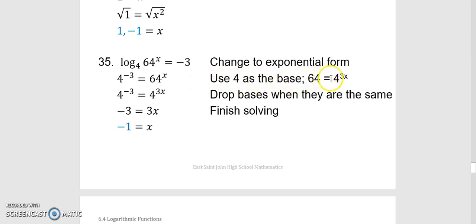We'll rewrite 64 and change that to 4 raised to the third power. However, you have this x here, so it's going to be 4 raised to the 3x power. So now the bases are the same. We can drop those bases. We'll have negative 3 equals 3 times x, and then we can divide both sides by 3. We'll have negative 1 equals x, and we have a negative number, but if we go back and plug it in, we'll simply still get a positive number for our argument, so that is not a restrictive value.